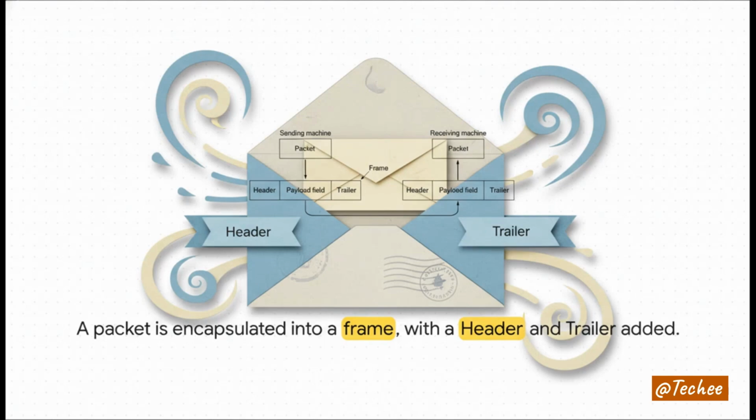Now, a frame has a very specific structure. As you can see right here, layer 2 takes a packet of data from the layer above it and wraps it up, or encapsulates it. It sticks a header on the front and a trailer on the back. That original packet of data just becomes the payload in the middle. It's literally like putting a letter into an envelope before you drop it in the mail.